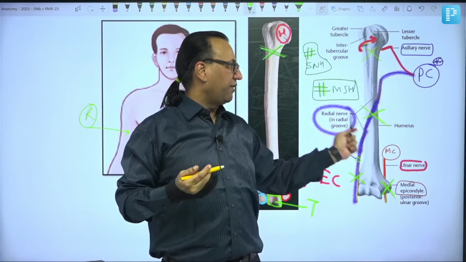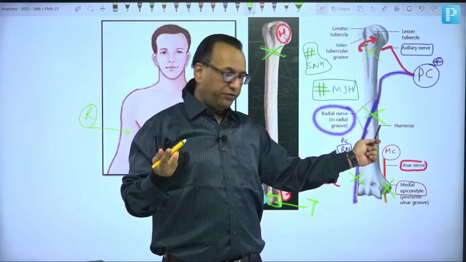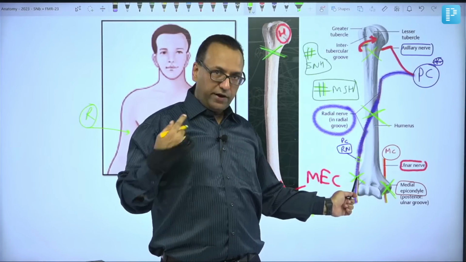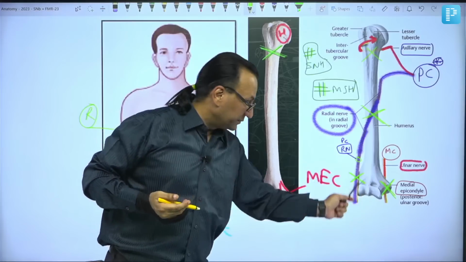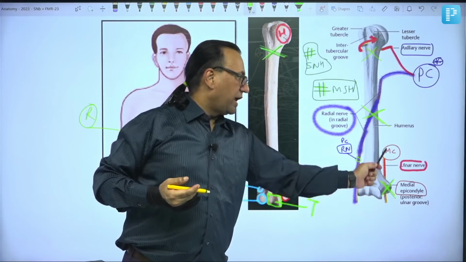If there is a fracture of the mid-shaft of the humerus, the radial nerve is injured. Fracture of the lateral epicondyle, the radial nerve is injured, resulting in wrist drop. And if there is a fracture of the medial epicondyle, the ulnar nerve is damaged.